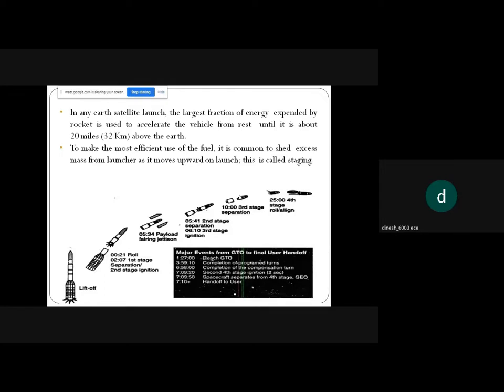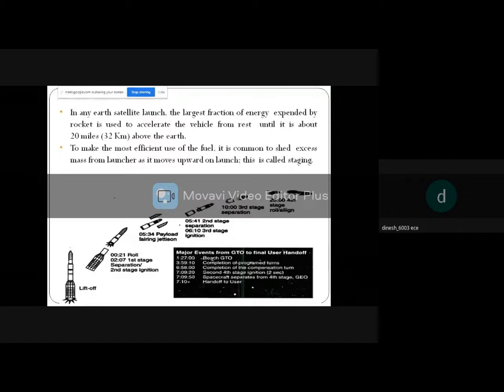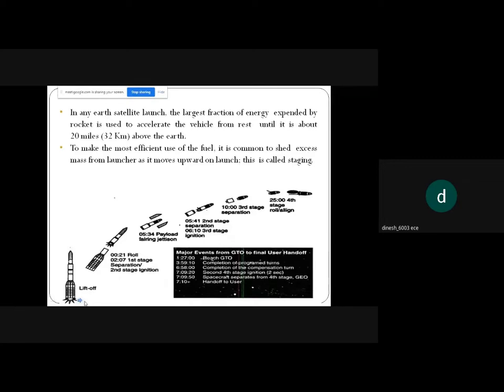So these efficient fuels should work at different stages, in different perspective view, which we call staging. So you can see in the diagram at the bottom, I have a liftoff, which is the rocket. So the rocket lifts in an elliptical path.